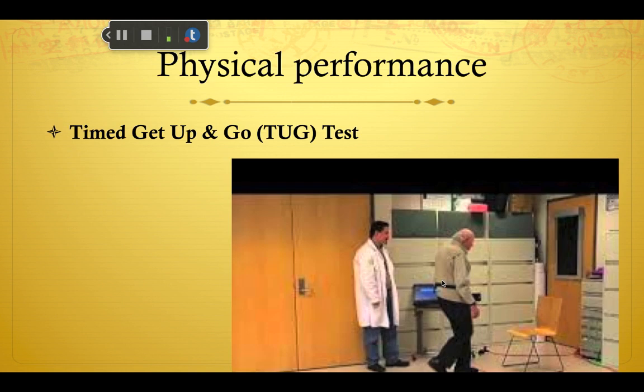If the TUG test seconds are too high, so over 12 seconds, then typically you'll see that they have deficiencies in mobility, cognition, or executive functioning.